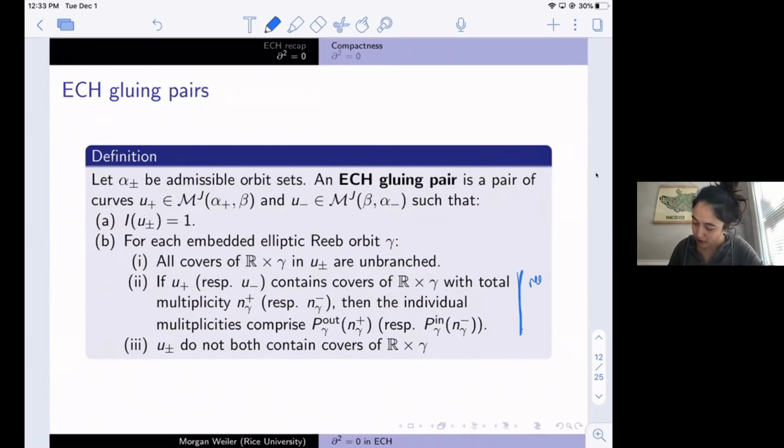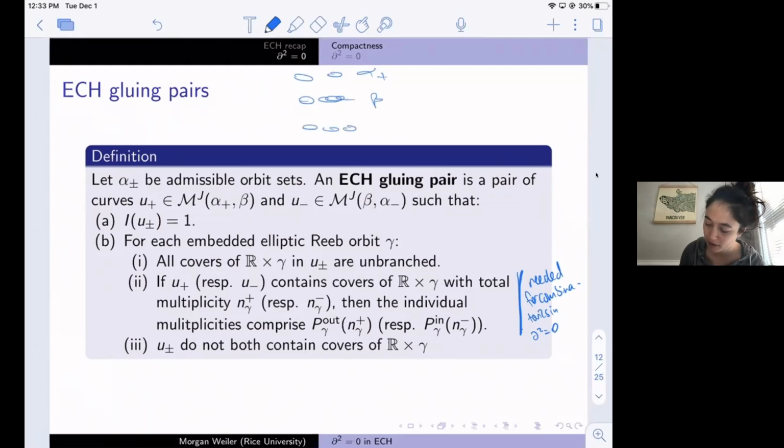So it's needed for the combinatorics in d squared equals 0. Probably shows up in other places too. So an ECH gluing pair is a pair from, so if I have alpha plus, beta, and then alpha minus, an ECH gluing pair is some curve, you know, here.